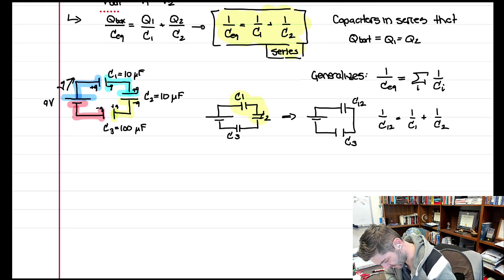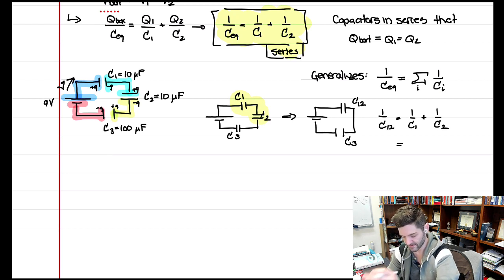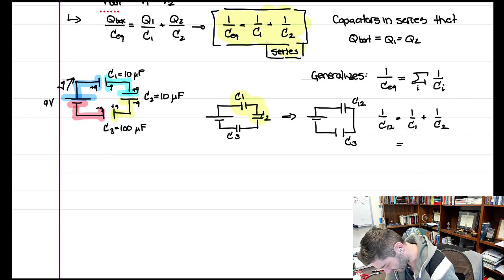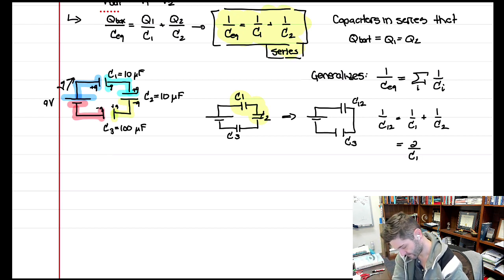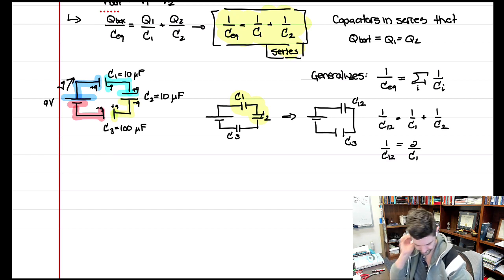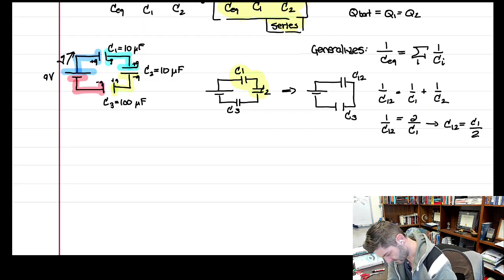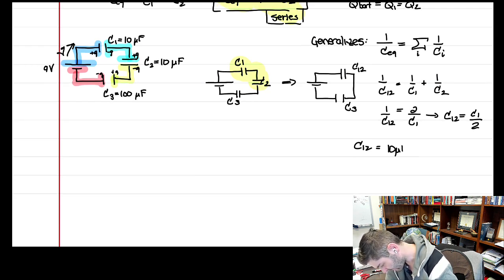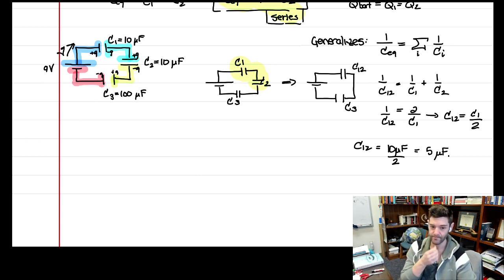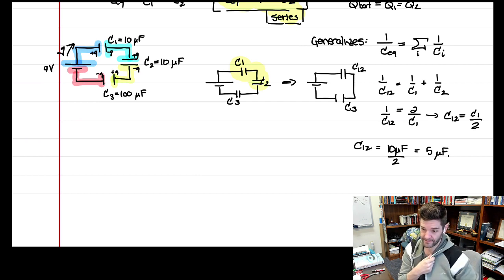So since C sub 1 and C sub 2 are both 10 microfarads, this is then just 2 over C sub 1, and that's equal to 1 over C12. So then if I flip both sides, then C12 equals C1 divided by 2. So if this is 10 microfarads, then C12 is equal to 10 microfarads divided by 2. That becomes 5 microfarads. So the equivalent capacitance of those two capacitors in series is just half.